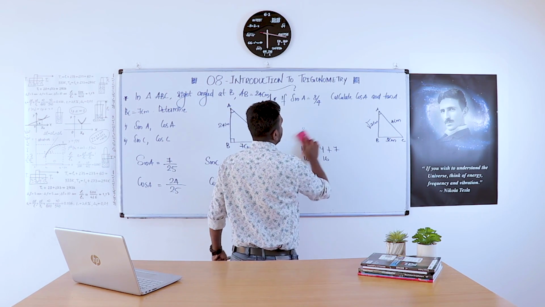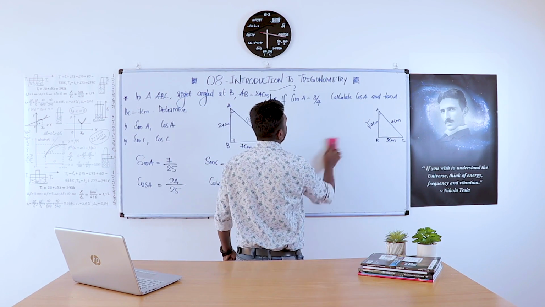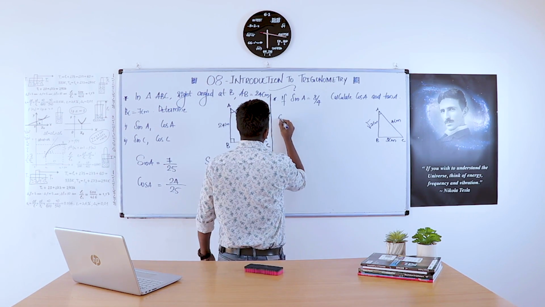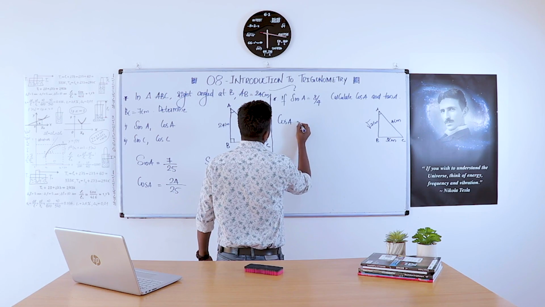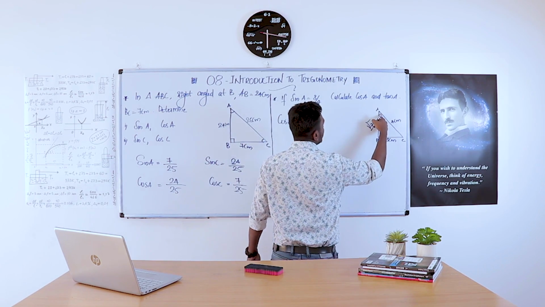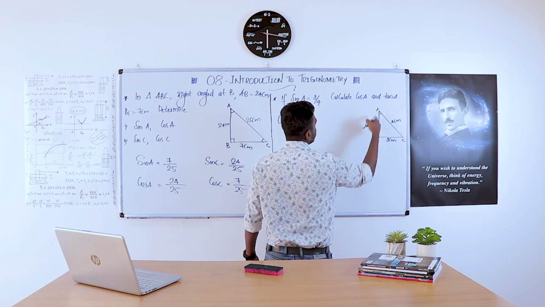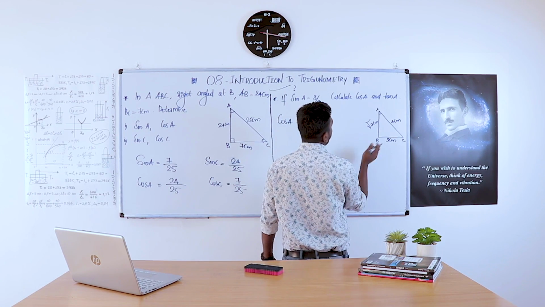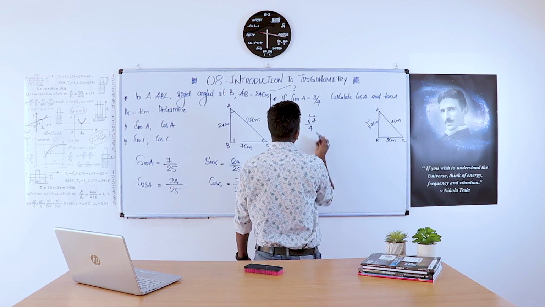So this is right. Now we need to find cos A and tan A. What is cos A? Cos of any angle is adjacent side by hypotenuse. So here cos of angle A, the adjacent side of angle A is AB, that is root 7, divided by hypotenuse, that is AC, 4 centimeter.